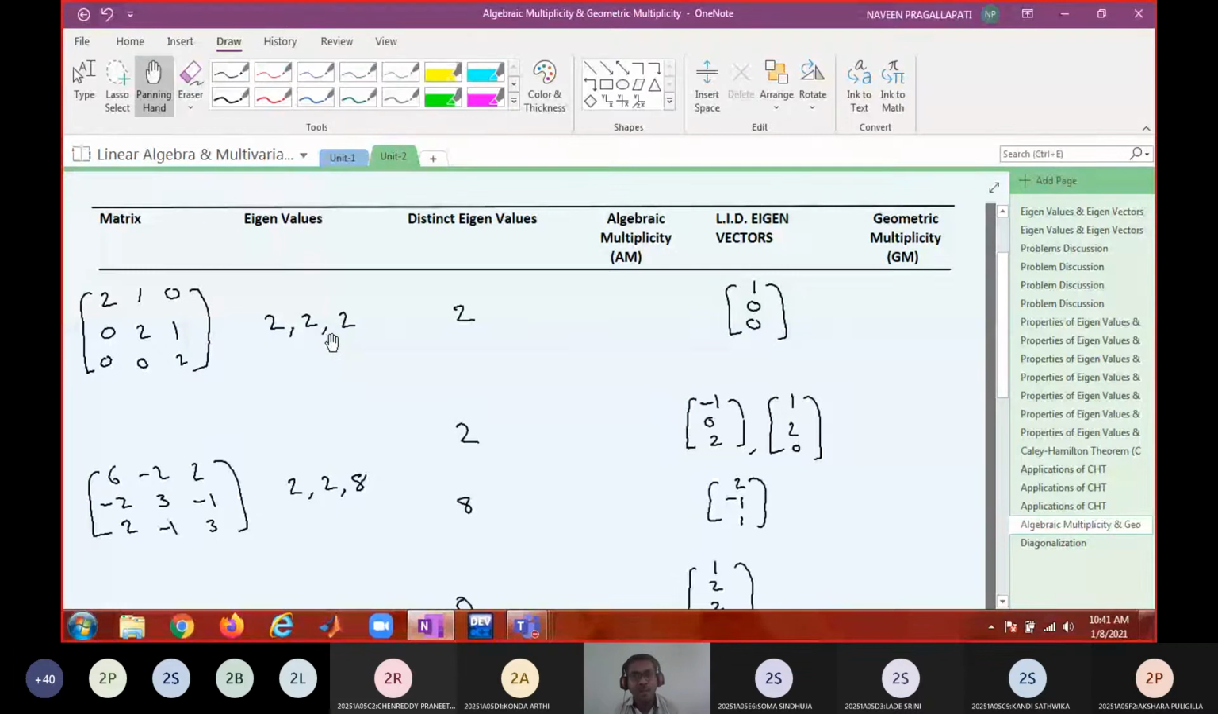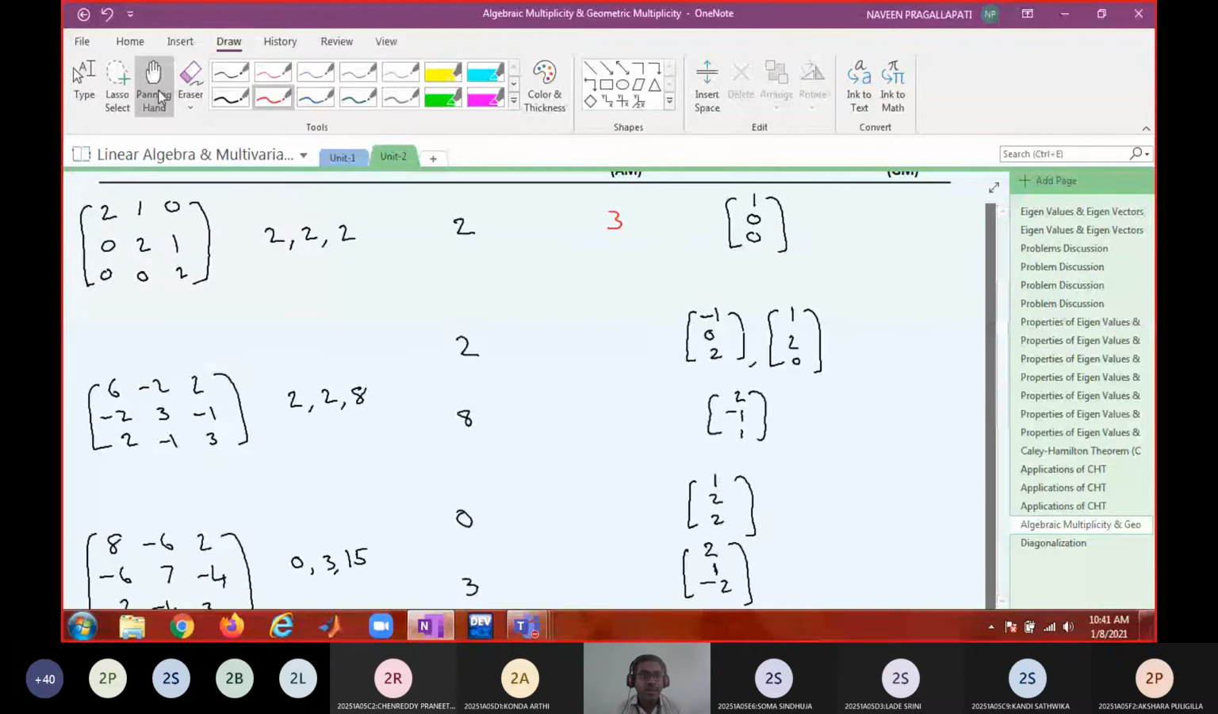How many times the root is occurring, that is called algebraic multiplicity. So in this case, what is the algebraic multiplicity of 2? 3. Okay, now what is it for the second matrix? There are 2 distinct eigenvalues. What is the algebraic multiplicity of 2? 2 times. Correct. So what is the algebraic multiplicity of eigenvalue 8? 1, because it occurred only 1 time.